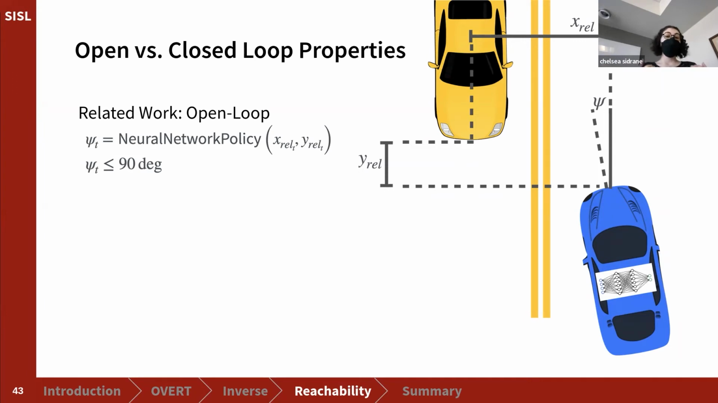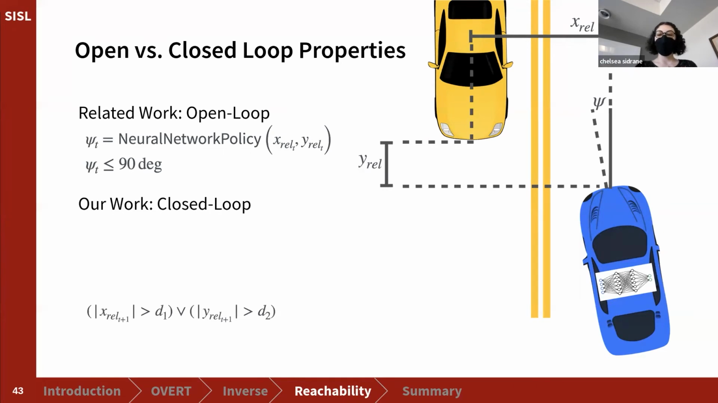I would argue it's more informative to verify a closed loop property, like the vehicles don't collide. Because the blue car could still slowly drift into the other lane, even if it never swerves. And here, no collision is written as magnitude of the relative x distance must be above a threshold, and same for relative y distance. Also, note that this property is expressed in terms of state variables, not control variables.